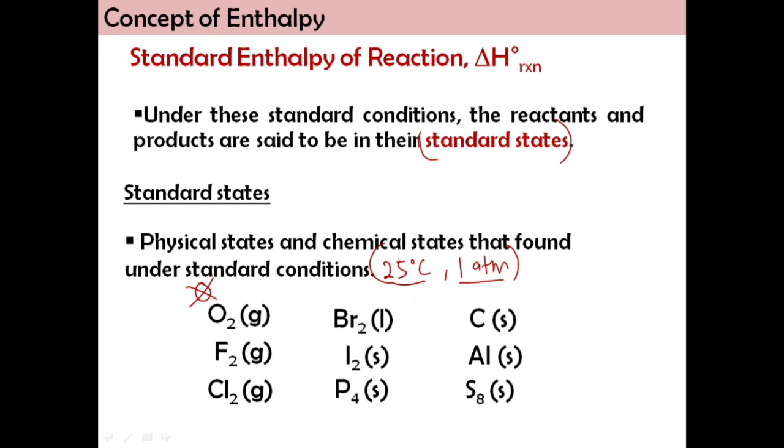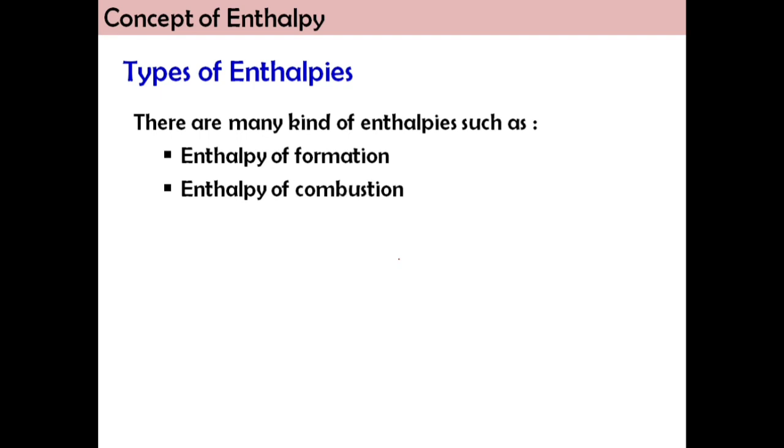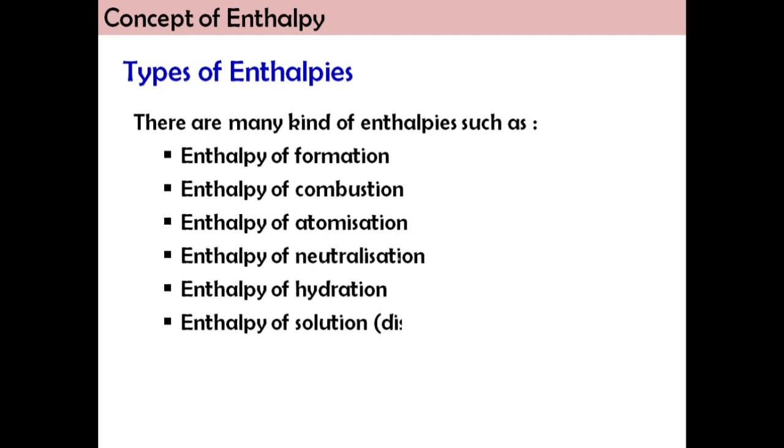Okay? Okay. So this is the next part for 2.1, the types of enthalpies. So we're going to discuss about several types of enthalpies. Okay, untuk 2.1 kita ada 6. Okay, we have 6 types of enthalpies. Enthalpy of formation, combustion, atomization, neutralisation, hydration, and last one is solution or dissolution. Okay, dua ni adalah benda yang sama.